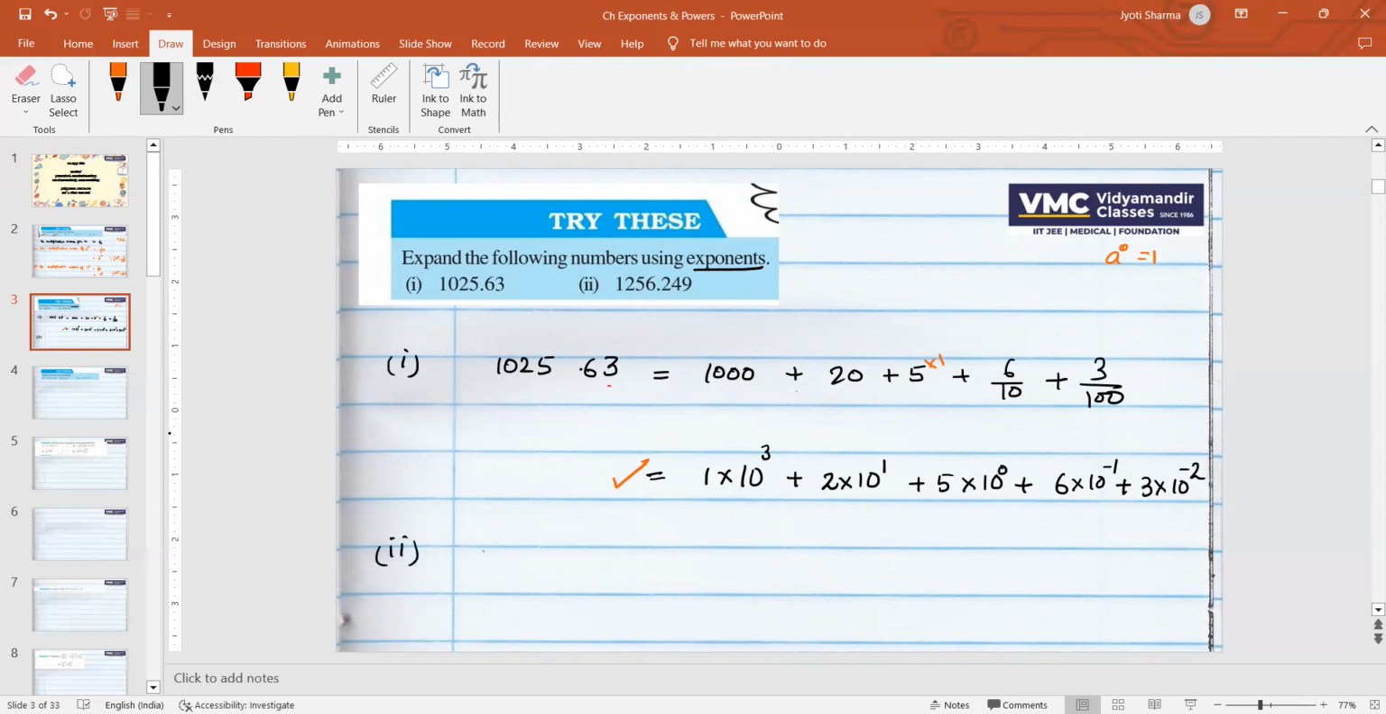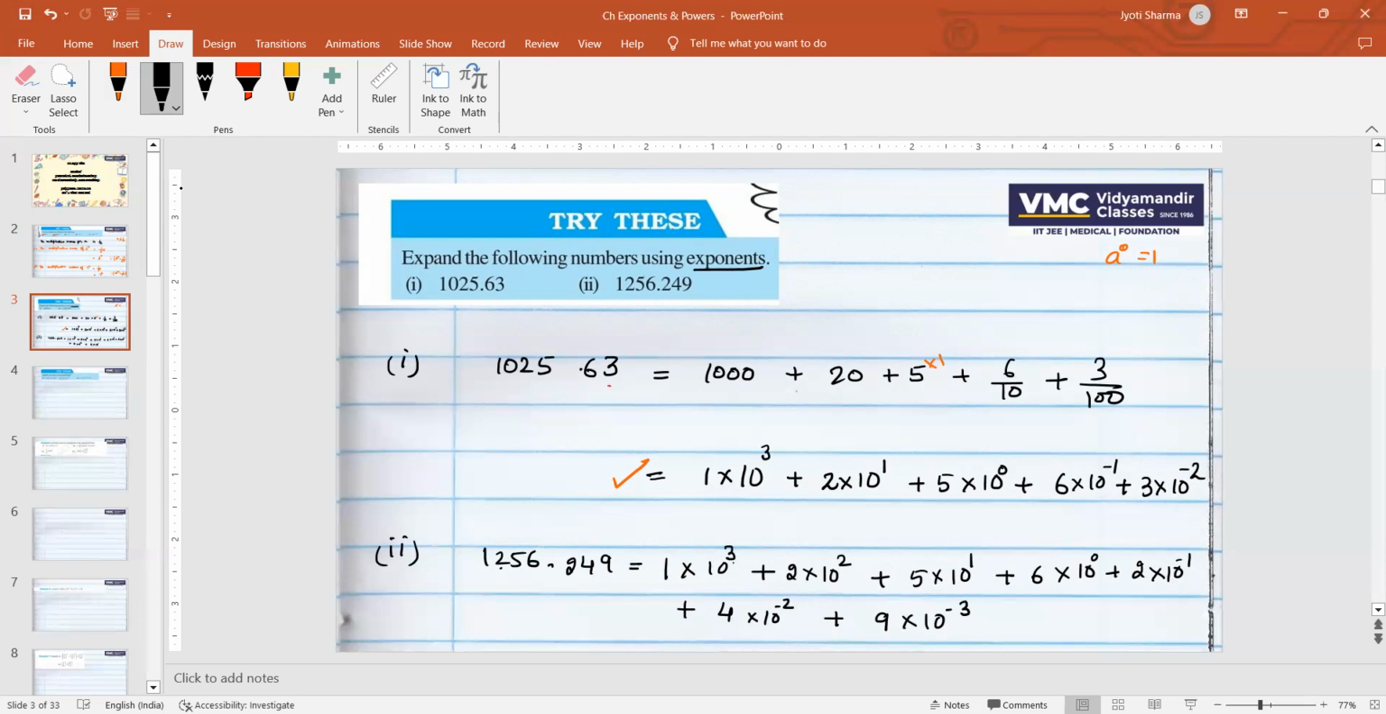One more we can try. These are the Try These of your book. So I'm writing directly now. 1 into 10 to the power 3 plus 2 into 10 to the power 2 plus 5 into 10 to the power 1 plus 6 into 10 to the power 0 plus 2 into 10 to the power minus 1. Then again plus 4 into 10 to the power minus 2. And lastly 9 into 10 to the power minus 3.